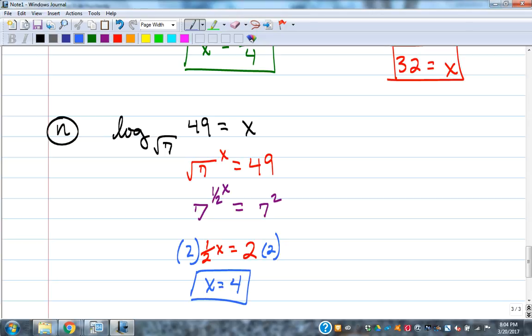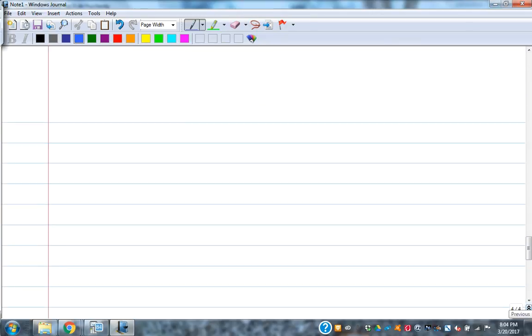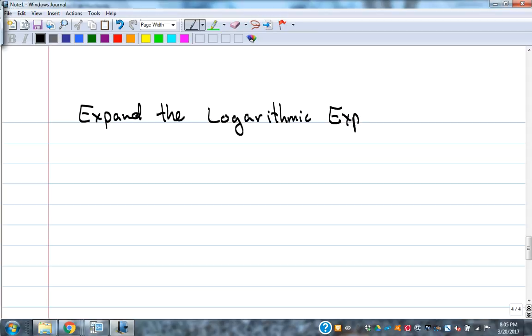Expanding an expression is what it's called. We're learning these little properties and rules that we can use to help us later on solve equations. That's the end goal of all of this: we're going to solve an equation using these rules. So we're going to expand the logarithmic expression first, and then we'll condense, and then we'll use that to maybe solve some equations. That's the order we're going in here.